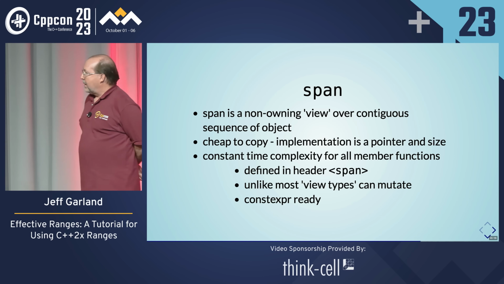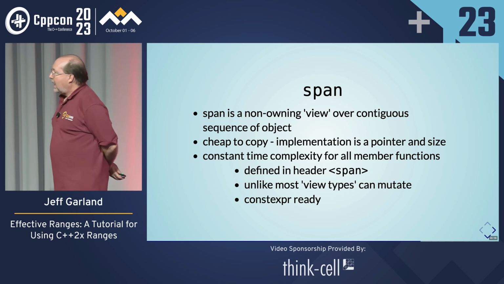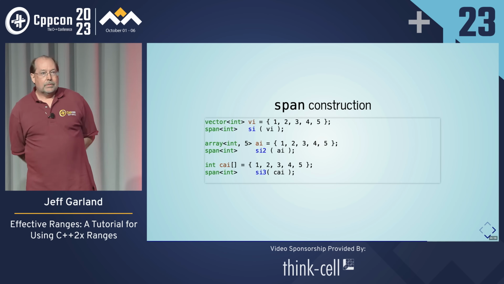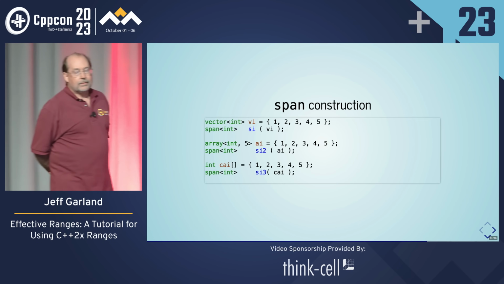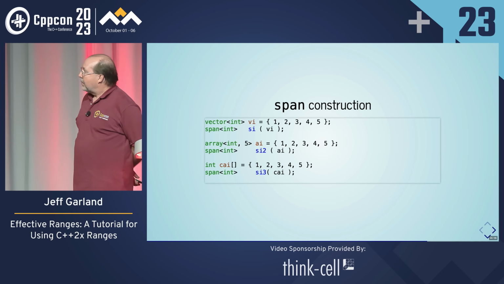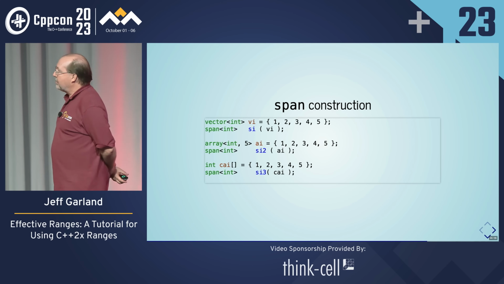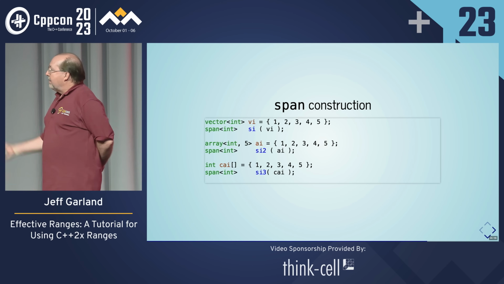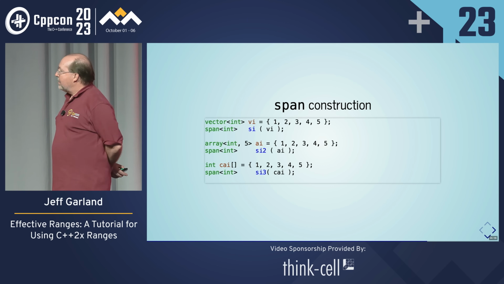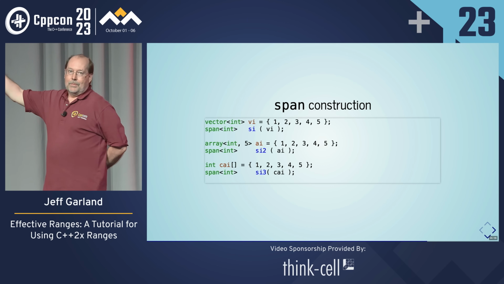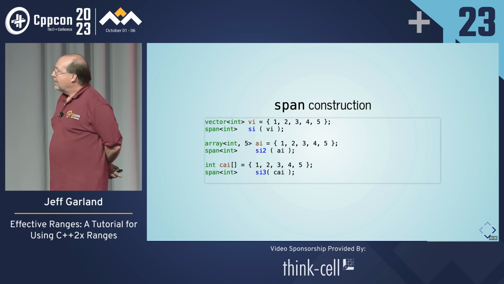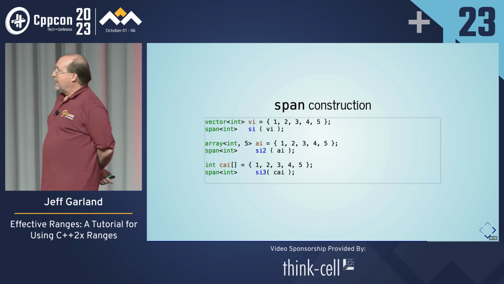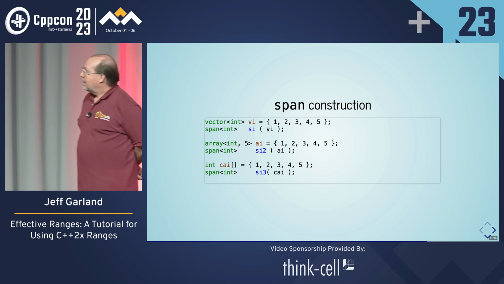It's defined in header span, and you can mutate through a span as well as just access. So here's some simple examples. All of these just work right out of the box. Vector of int, I can wrap it in a span. Notice I have what amounts to a range constructor for the vector.